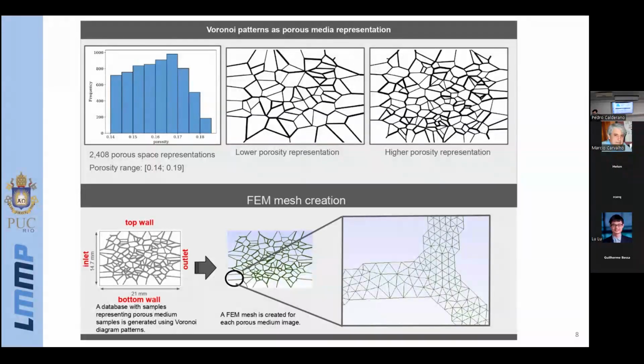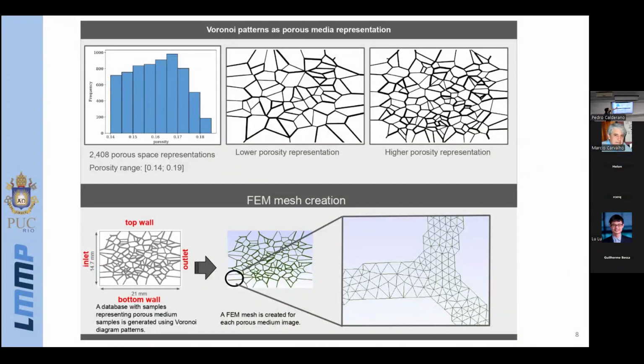And to do that, I considered Voronoi patterns. Those Voronoi patterns were randomly generated, considering random numbers. Those random numbers would assign the number of centers in the Voronoi diagram. I would also assign randomly the position of those Voronoi centers. And finally, the thickness of the lines in here would be assigned randomly.